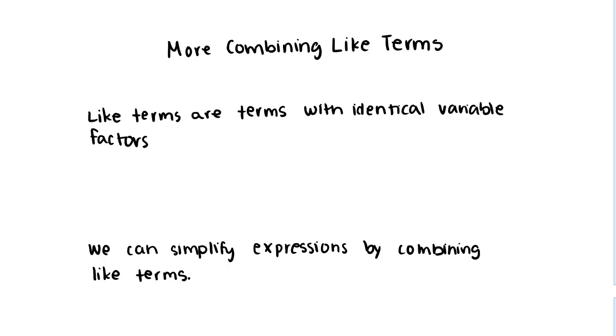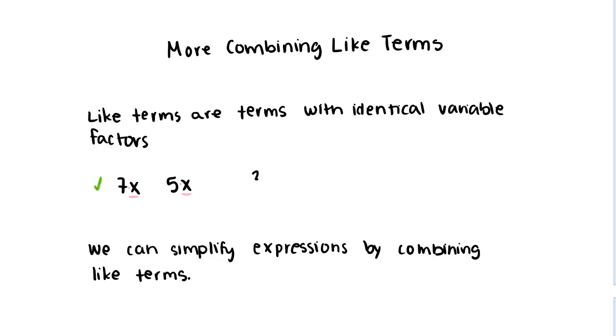Hey everyone! So in this video I'd like to say a few more things about combining like terms. So we saw that like terms are just terms with identical variable factors. For example, the terms 7x and 5x are examples of like terms because the variable factor is just x. The only variable being multiplied in each of these terms is a single copy of that variable x. And so, because they have identical variable factors, these are examples of like terms.